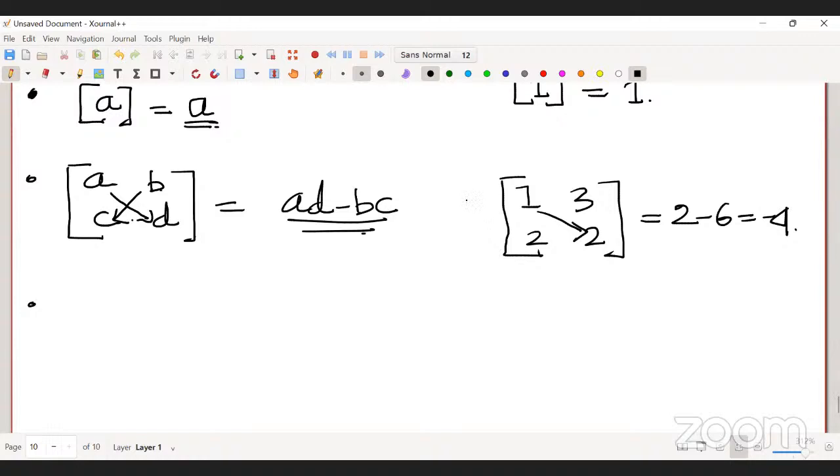And similarly, we can talk about the determinant of a 3 cross 3 matrix. For that, I have to go to the general symbol for matrices. So this is 1, 1, this is 1, 2, this is 1, 3, this is 2, 1, 2, 2.